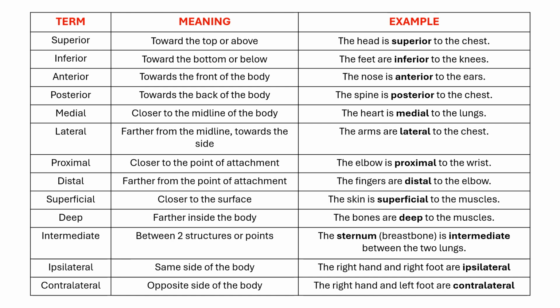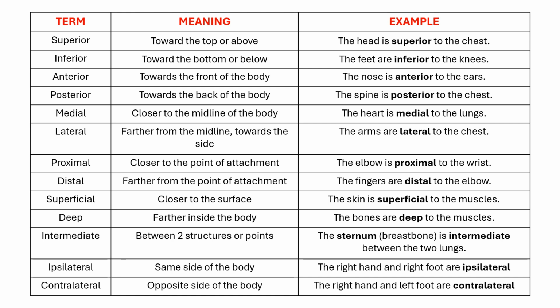For example, the head is superior to the chest. Correct, right? Head is superior to the chest. Next, the feet are inferior to the knees. Similarly, anterior and posterior. These two are also opposite terms. Anterior is towards the front of the body and posterior is towards the back of the body. Example, the nose is anterior to the ears and the spine is posterior to the chest. Next, medial, closer to the midline of the body. Like the heart is medial to the lungs.